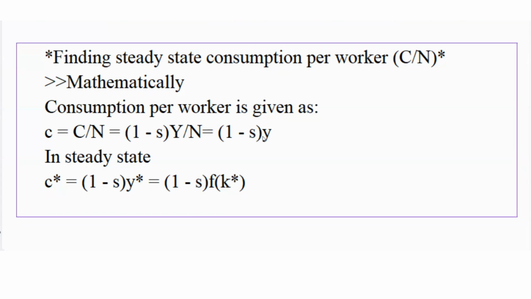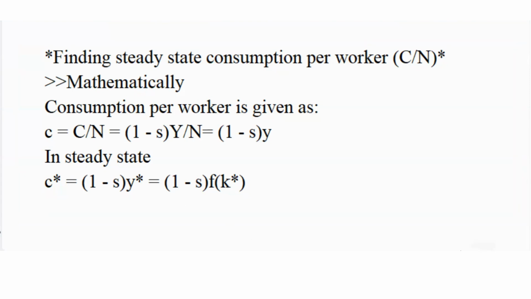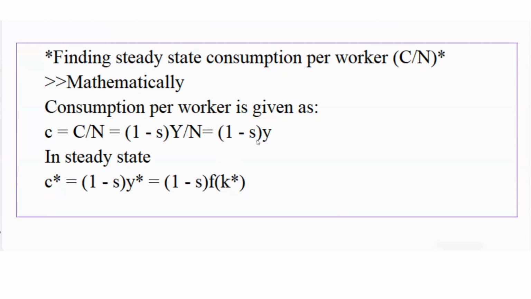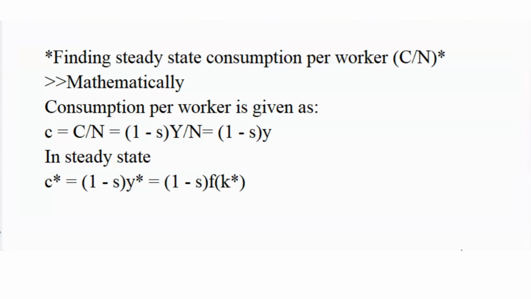So in the steady state, if you want to find the steady state value of consumption per worker, we just plug in the steady state value of output per worker, y star, which is f(k star), in order to get c star. Right, so in general, c is (1 minus s)y. If you plug in the steady state value of output per worker y star, you'll get the steady state value of consumption per worker c star.